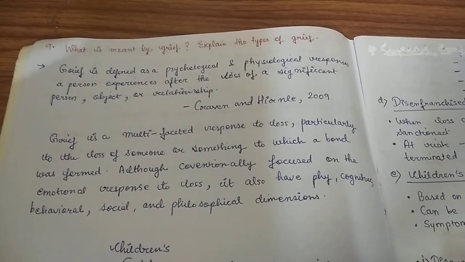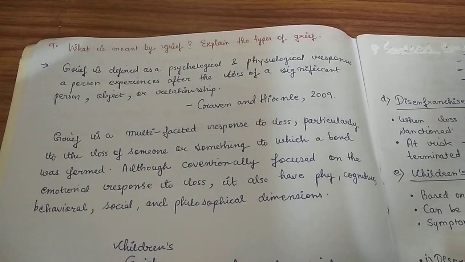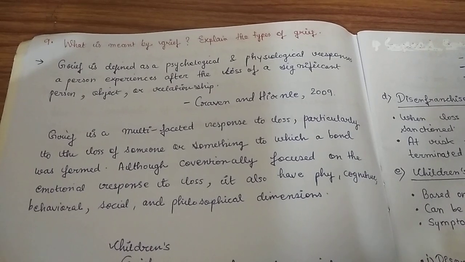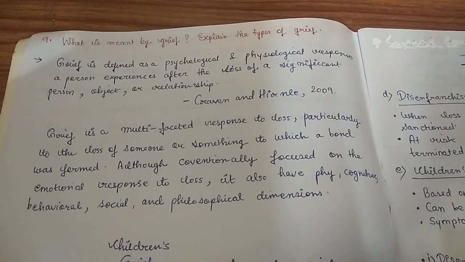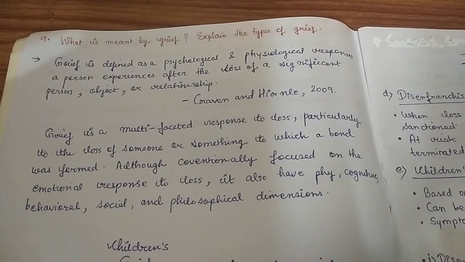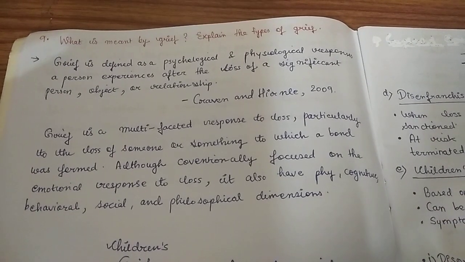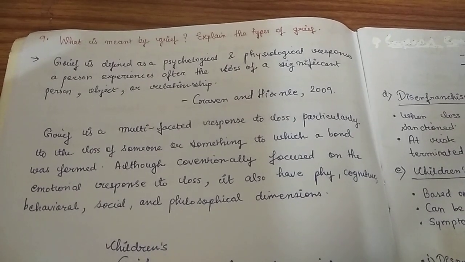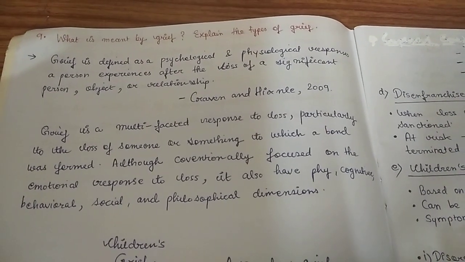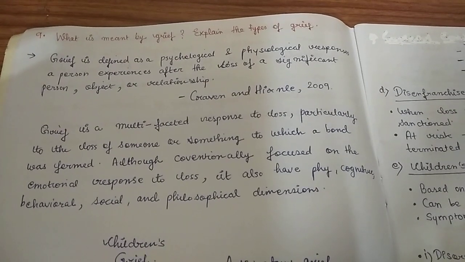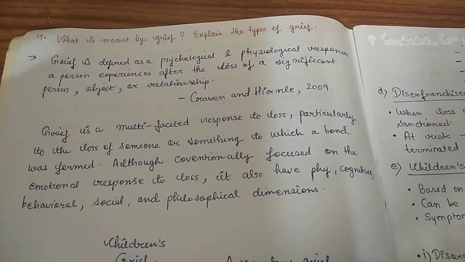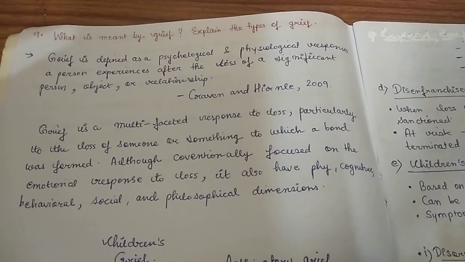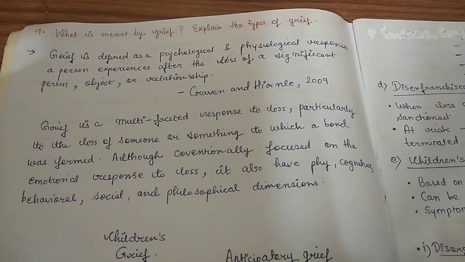So let's start with the definition. Grief is defined as a psychological and physiological response of a person experiencing the loss of a significant person, object or relationship. This was given by Craven and Hirnle 2009. So here what it says is grief is a psychological or physiological response towards any loss. This loss can be of a person, object, or any relationship.